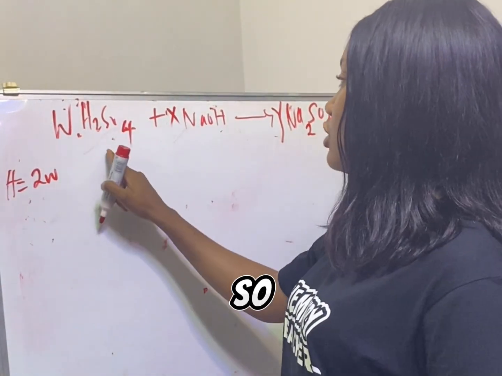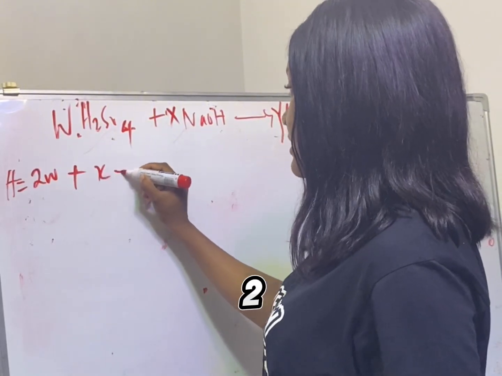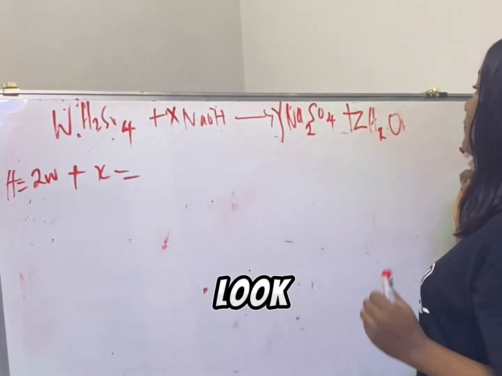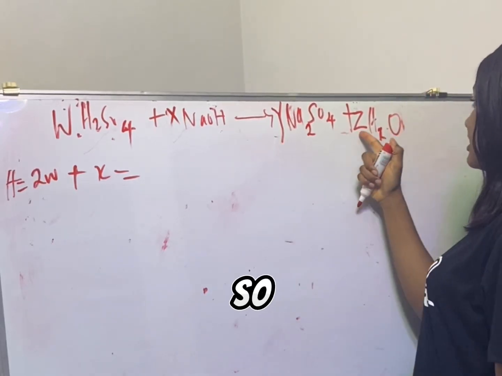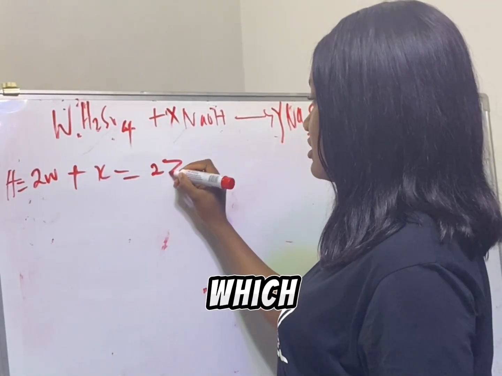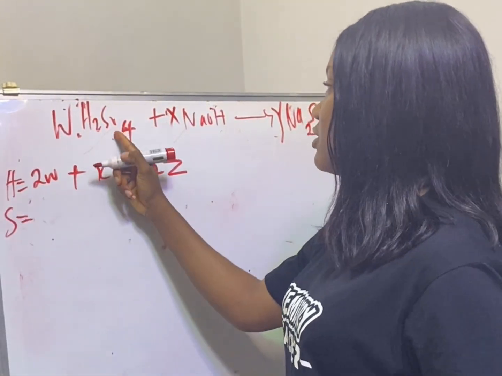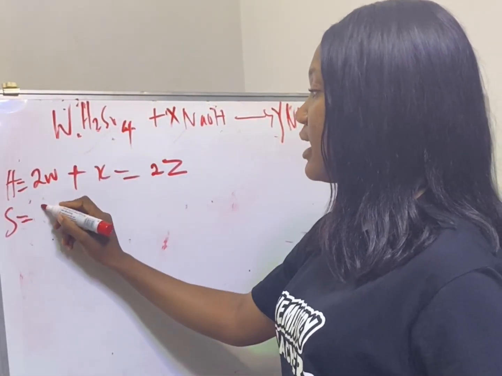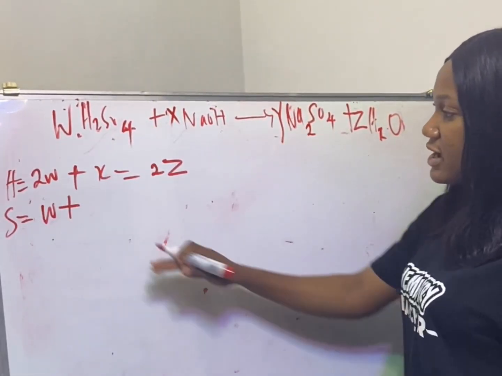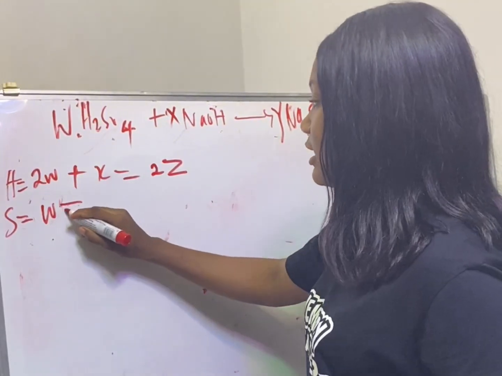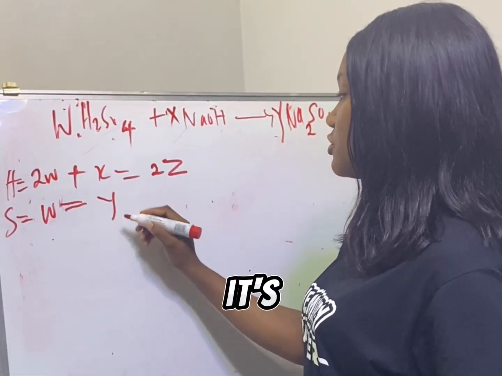So I'm going to have my 2W. 2 times W is 2W plus 1 times X. So 2W plus X. Now look for hydrogen here. Hydrogen is not in this compound, but we can find it here. So hydrogen here is 2 times Z, which is equal to 2Z. How about sulfur? My sulfur here is 1. So 1 times W, I have my W, plus, there's no sulfur here, but there's sulfur here. So I'm going to remove this plus. Equal to, my sulfur here is 1 times Y, it's Y. So W is equal to Y.